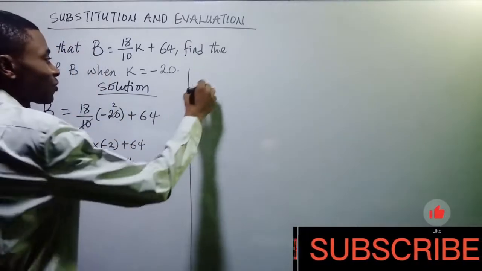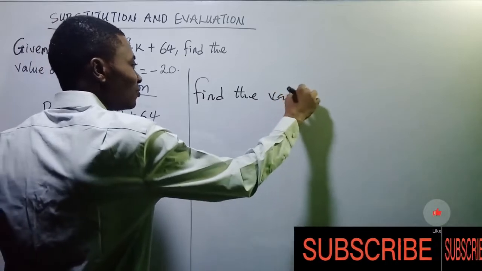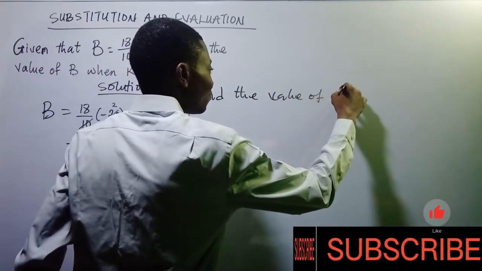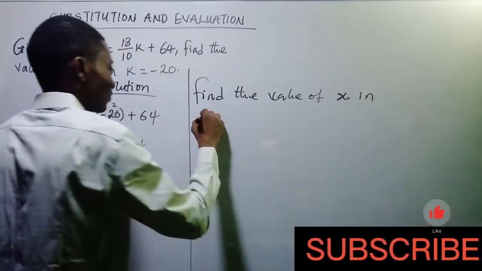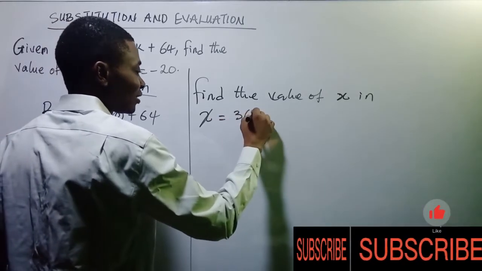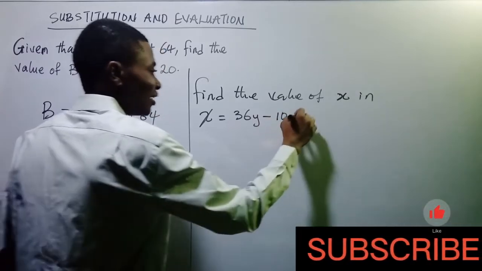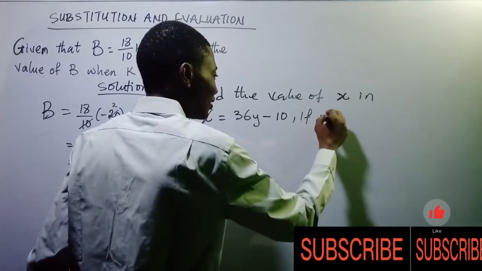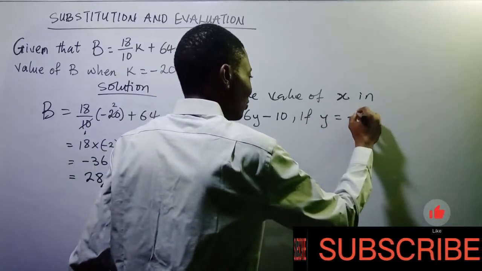Now, this time, find the value of x in x equals to 36y minus 10 if y is equals to minus 2.